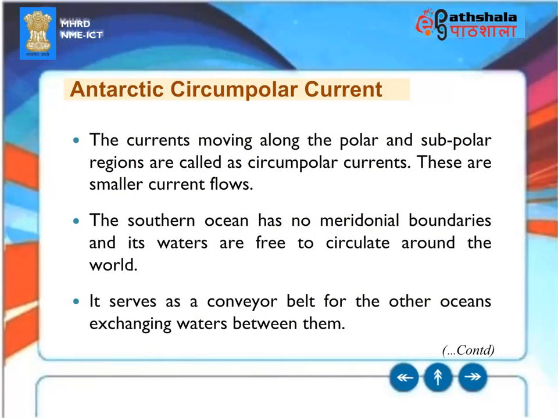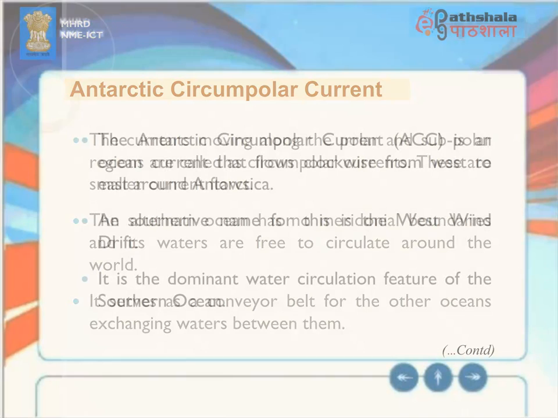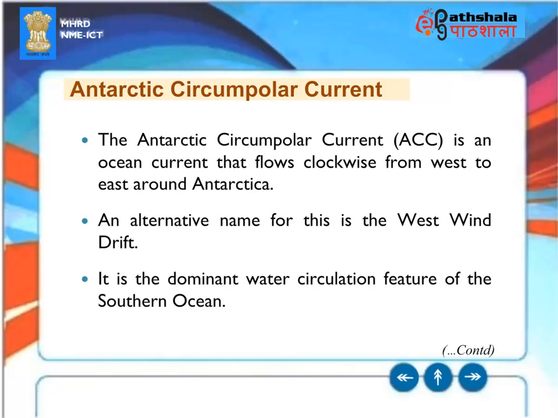Antarctic Circumpolar Current. The currents moving along the polar and subpolar regions are called circumpolar currents. These are smaller current flows. The Southern Ocean has no meridional boundaries, and its waters are free to circulate around the world. It serves as a conveyor belt for the other oceans, exchanging waters between them. The Antarctic Circumpolar Current, ACC, is an ocean current that flows clockwise from west to east around Antarctica.